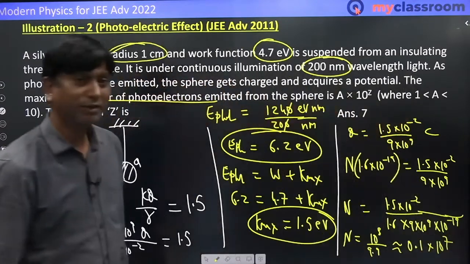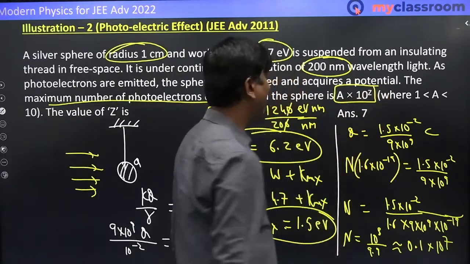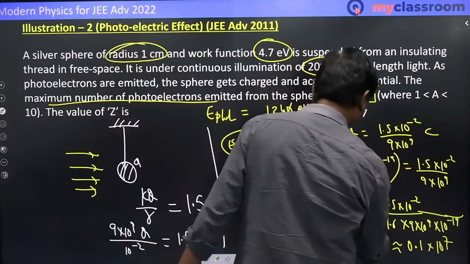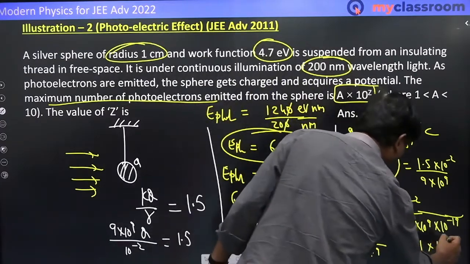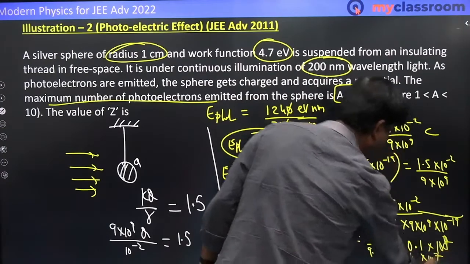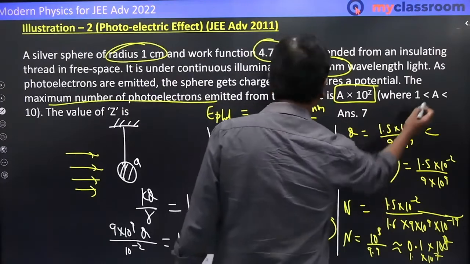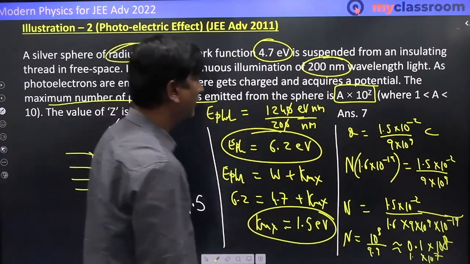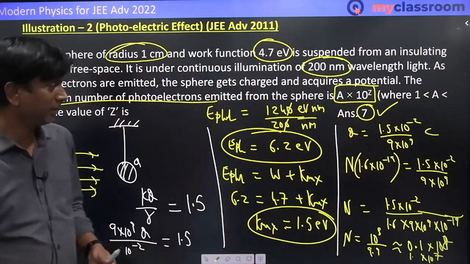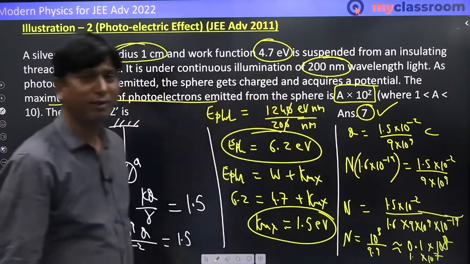Like all these calculations. And clearly they have given that A into 10 power Z, and A is a number which is running from 1 to 10. So 0.1 into 10 power 8 you will get, so 1 point something into 10 power 7 you will get. Because A is a number which is from 1 to 10, the answer is 1 point something into 10 power 7. Okay, so the calculation part, properly make it.